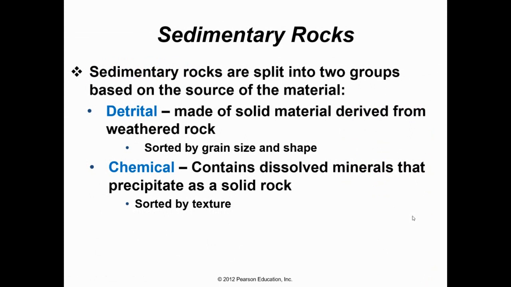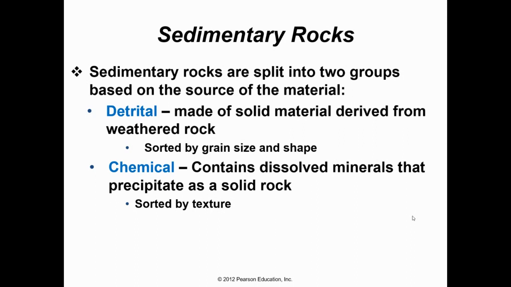Okay. So sedimentary rocks are split into two basic groups, detrital and chemical. Okay, we're going to look at these two here next. Detrital is basically sedimentary rocks that are made out of solid materials that were basically wet and deposited in a big pile, and then later turned into rock.